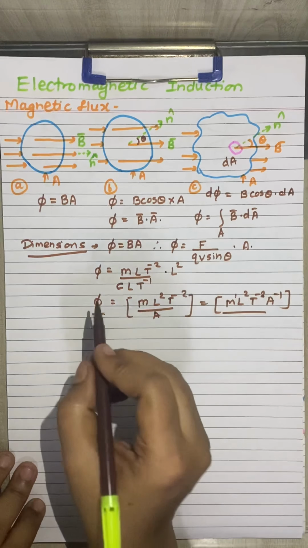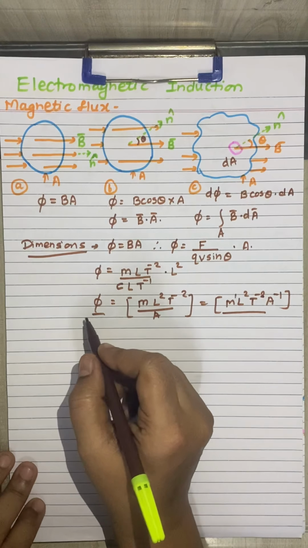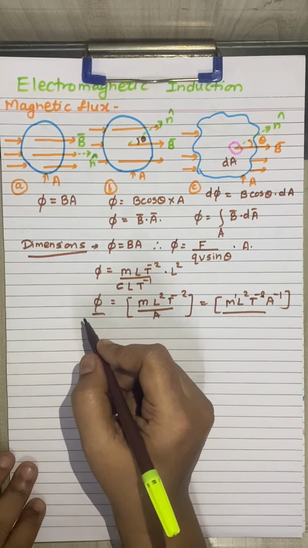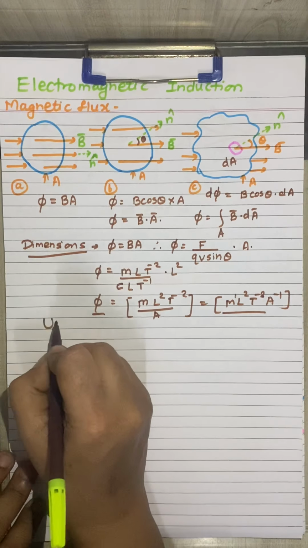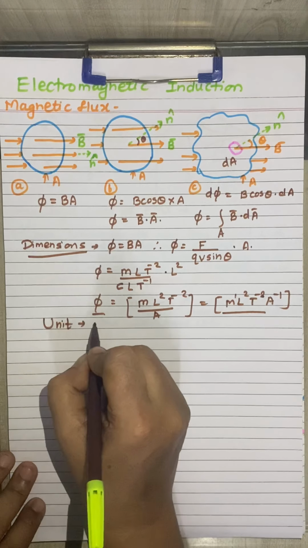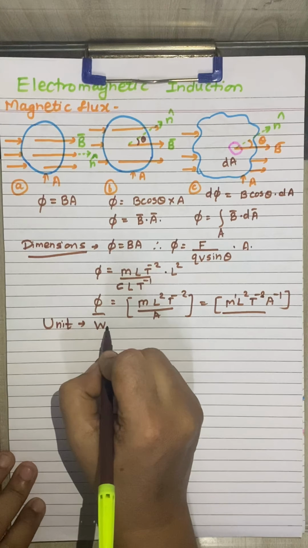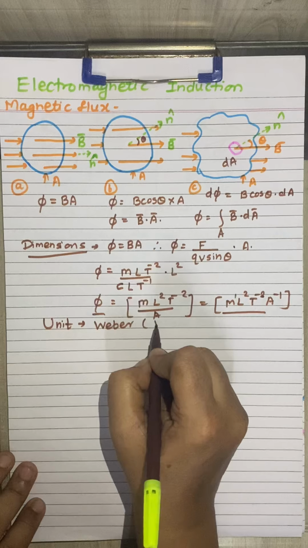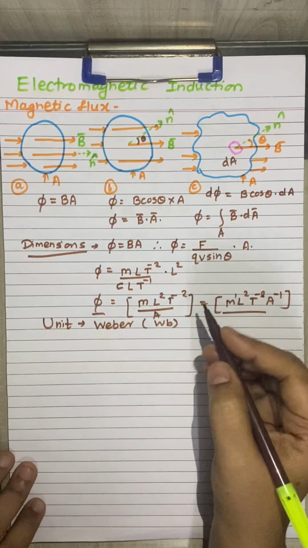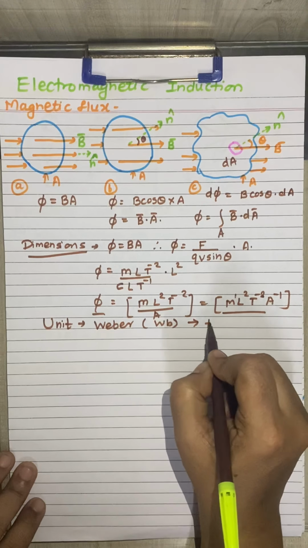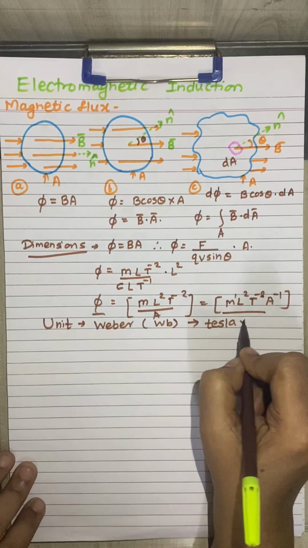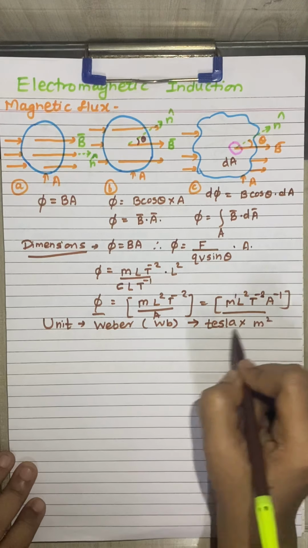Now the unit of magnetic flux is Weber, isn't it? So it is Tesla meter square. I'll write here, the unit is called Weber. In short form we can write it as Wb, and 1 Weber is equal to Tesla into meter square.